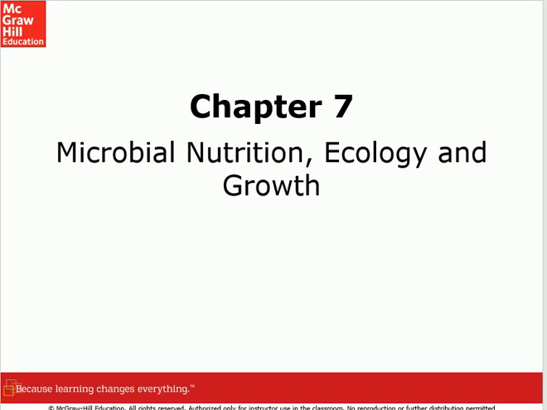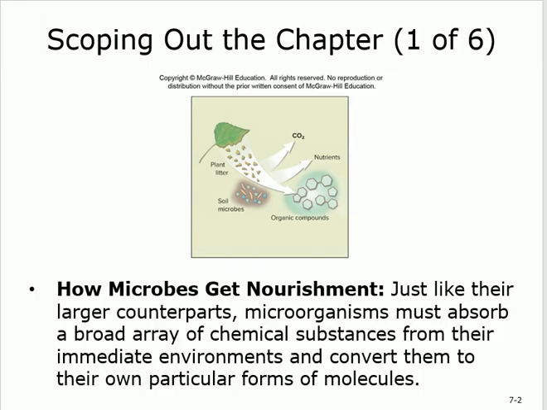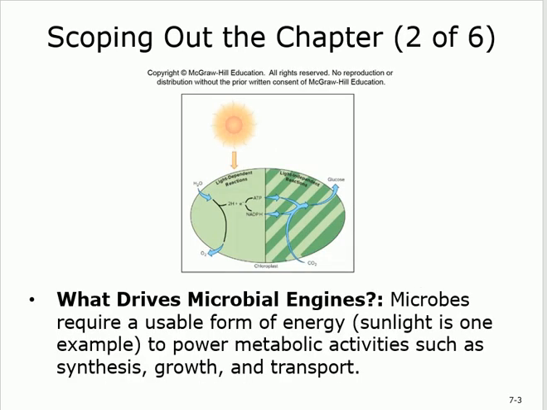Chapter 7 is nutrition, ecology, and growth of the microbes. And this is just an introduction, nothing so important. How the microbes get their nutrients. They can get it from anything around them, whatever is available in the environment, and we will talk about this. This is just an introduction. They take the chemical substances that they need from their environment somehow, and we will discuss the details.